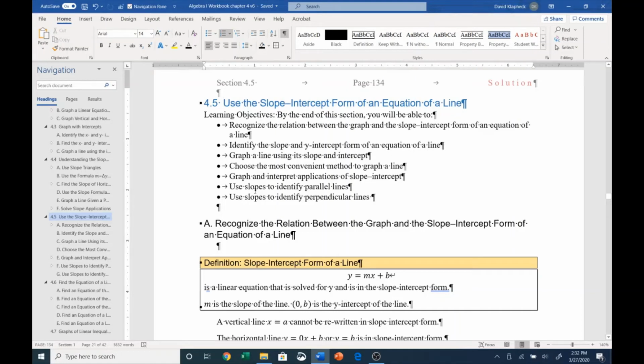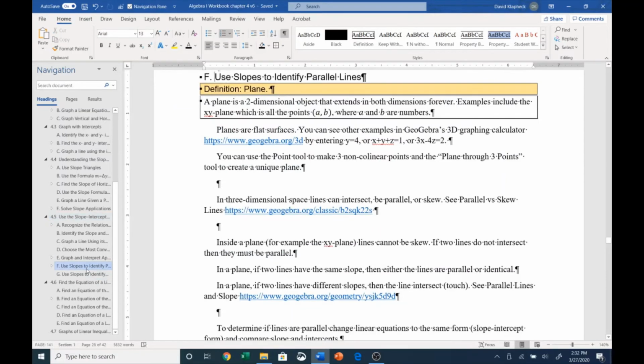In section 4.5, use the slope-intercept form of an equation of a line. We're going to finish off the last two sections: use slope to identify parallel lines and use slopes to identify perpendicular lines. Part F. Use slopes to identify parallel lines.